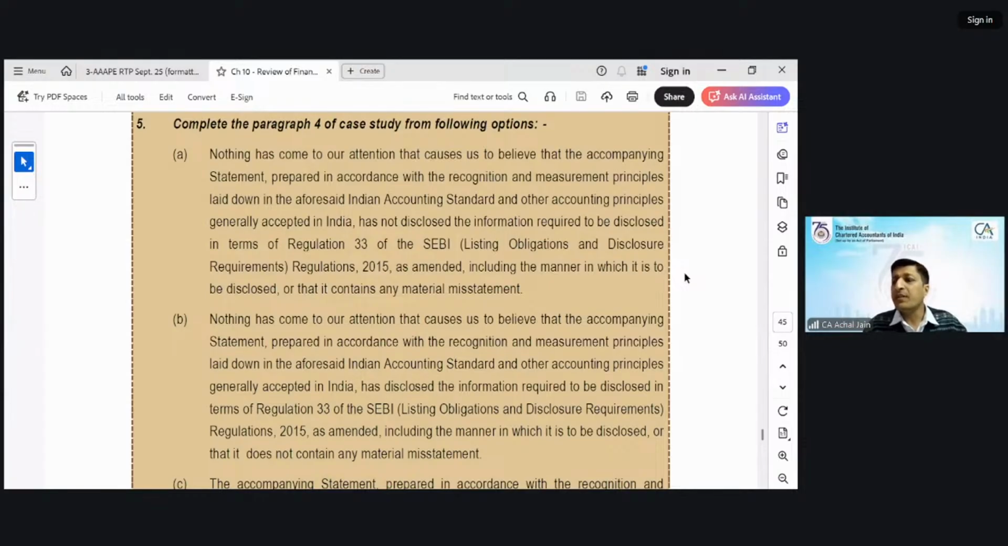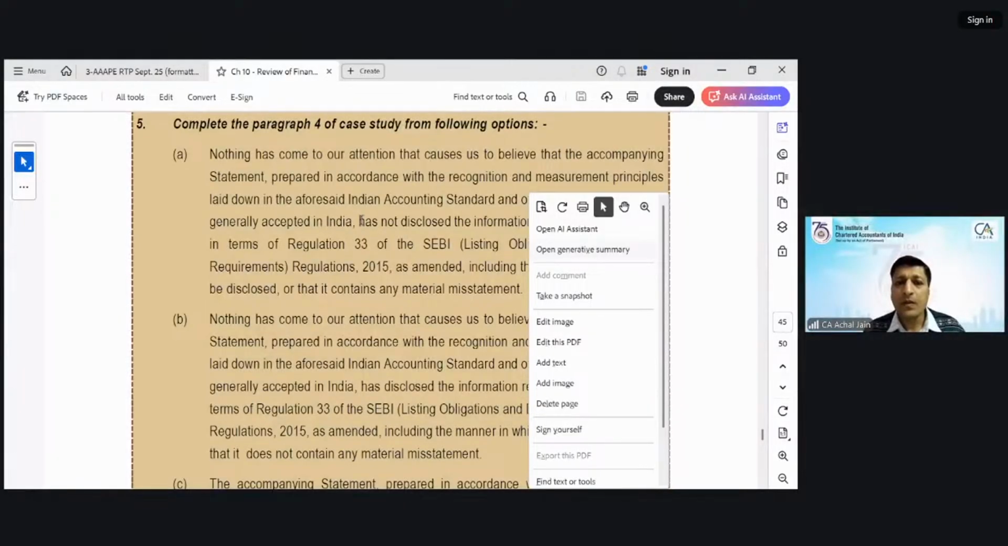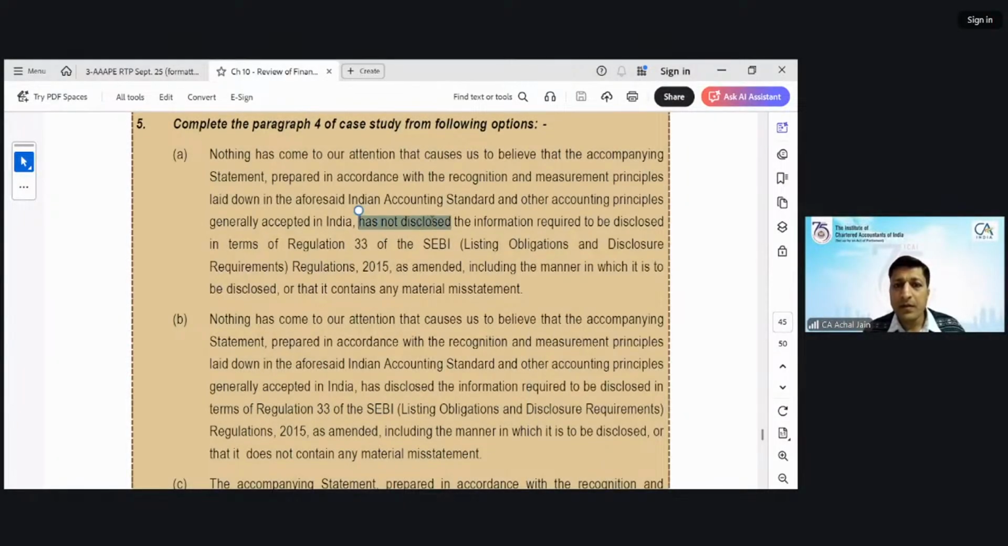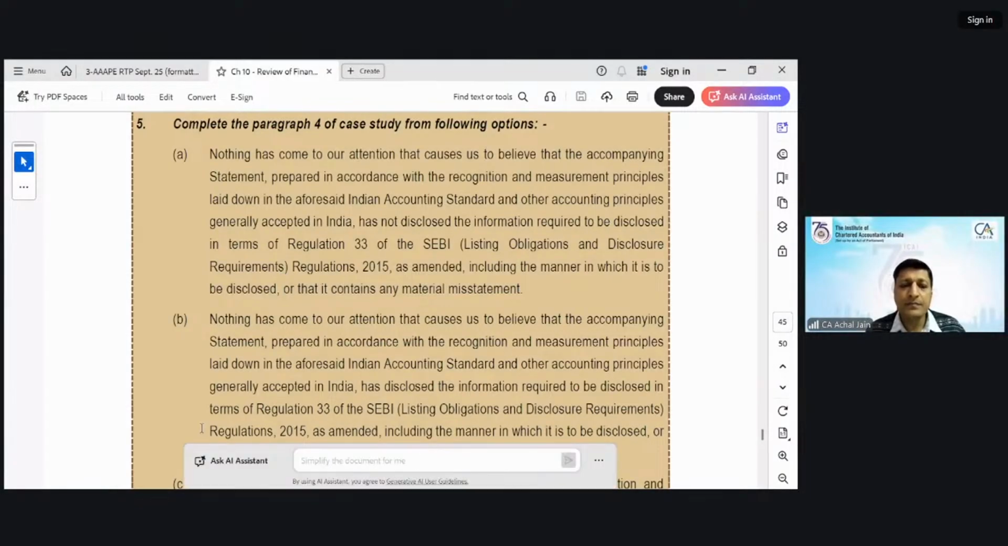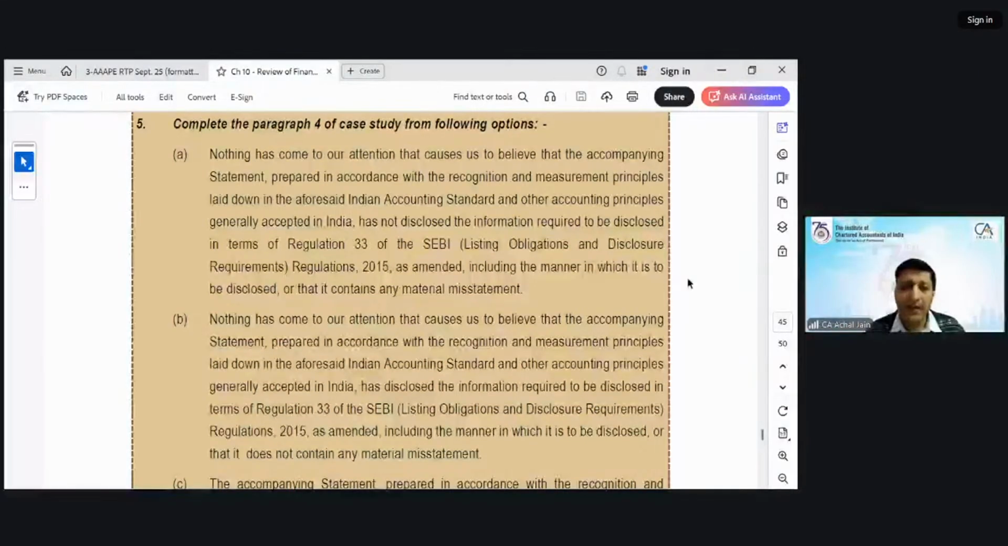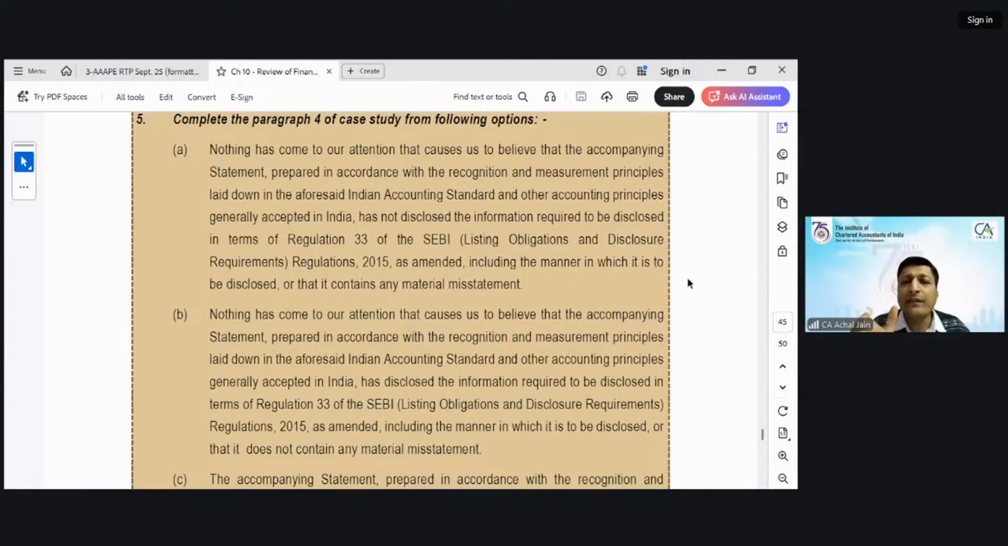Yes, sir. I feel A is more appropriate than B. The reason is that it says has not disclosed the information required to be disclosed in terms of 33B. Correct. The words has not disclosed are mentioned over here. As against that, B says has disclosed. And in the bottom line, as you highlighted, it contains any material misstatement. Here the negative is in the bottom line, but it should be on the top line. Otherwise, that negative language is not appearing. So that language doesn't appear to be appropriate.